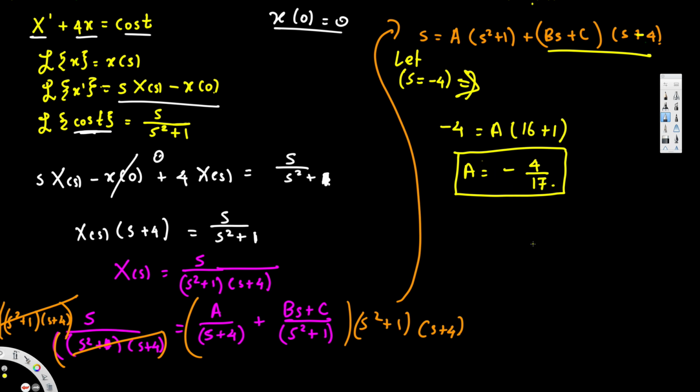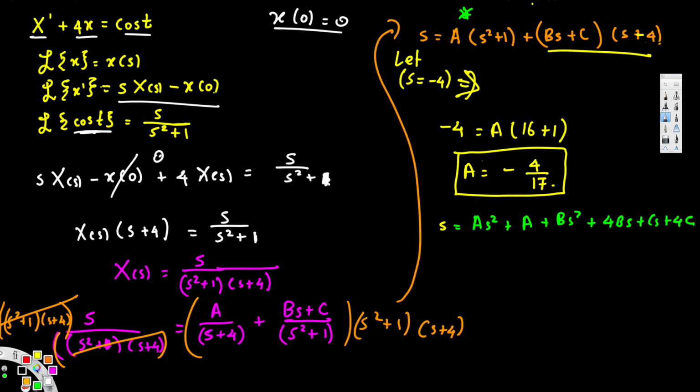We have solved for a, and if we multiply everything, now we are going to compare the coefficients. To do that, we are going to multiply everything. S is equal to a s square plus a, plus b s square plus 4bs plus cs plus 4c.